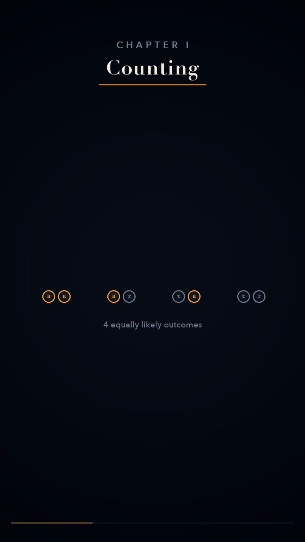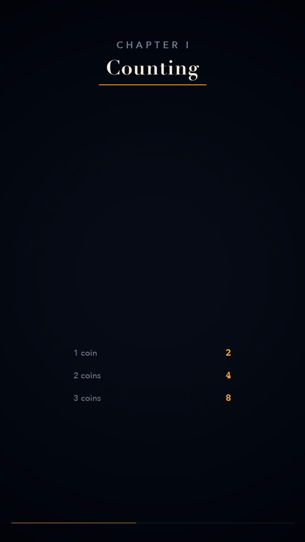Two coins. Each can land heads or tails, independently. That gives 4 equally likely combinations. Heads heads, heads tails, tails heads, tails tails. The chance of both heads is 1 in 4.